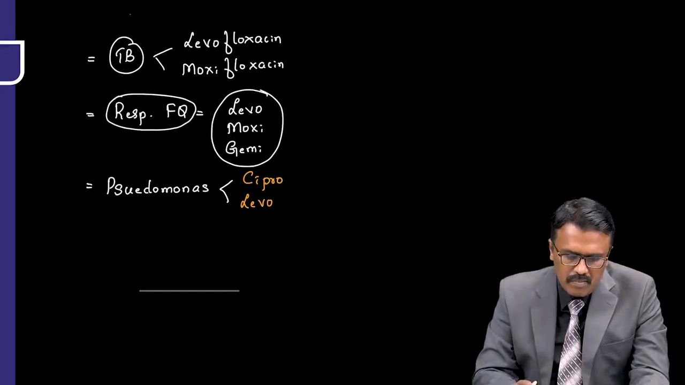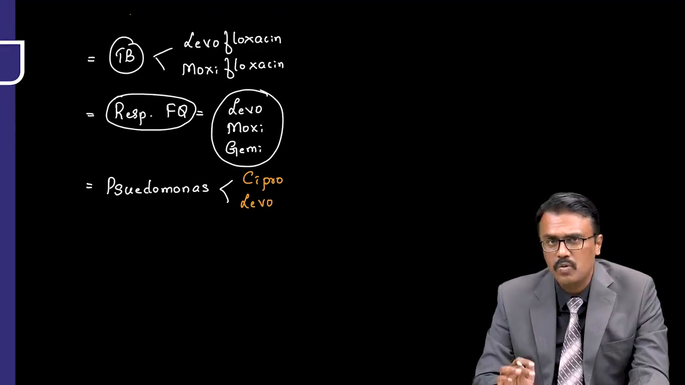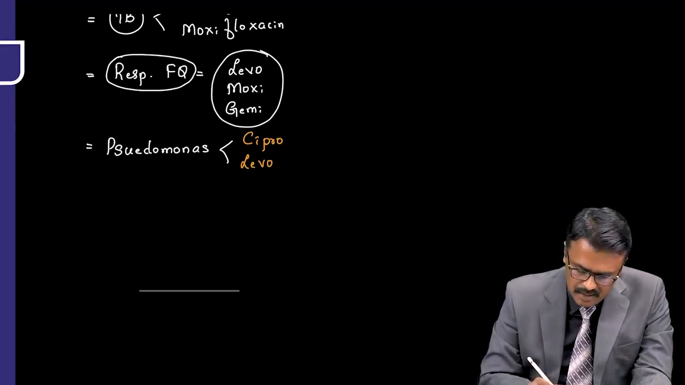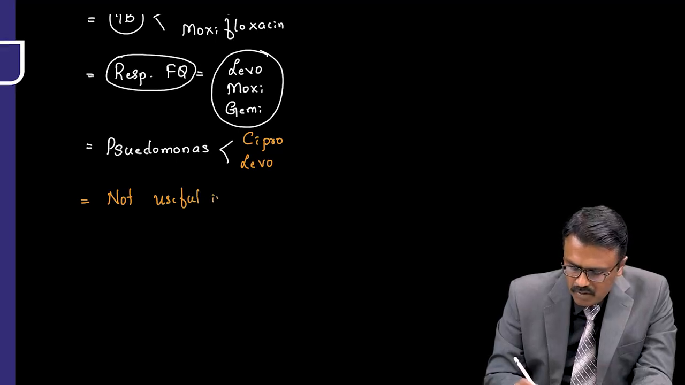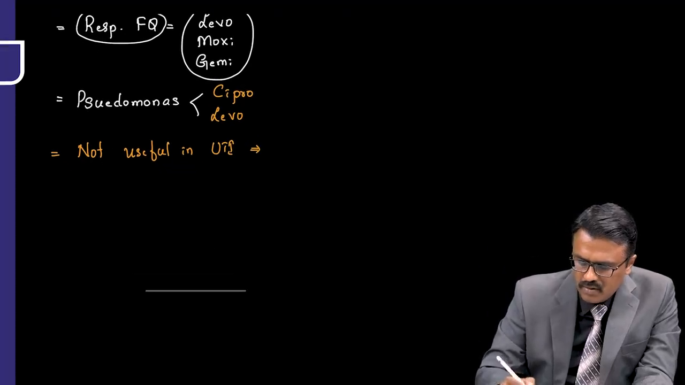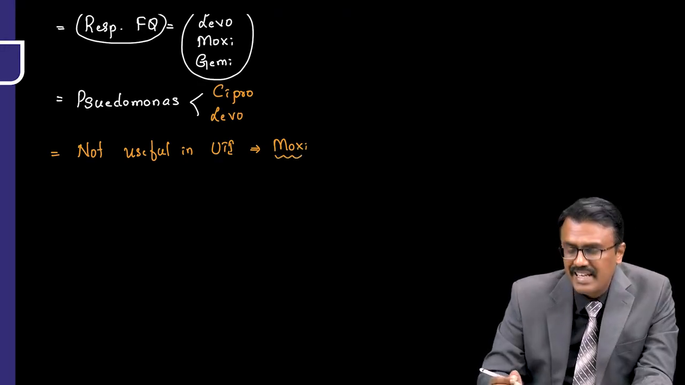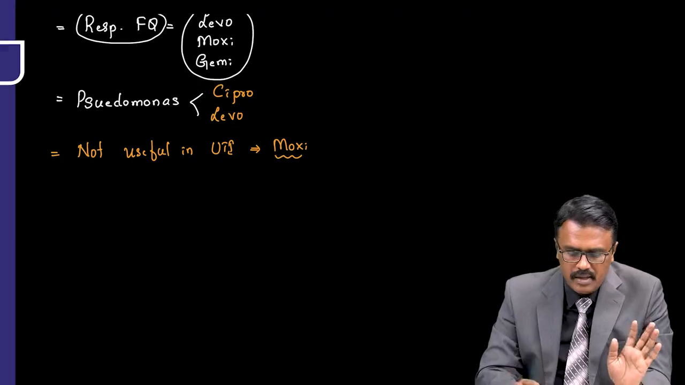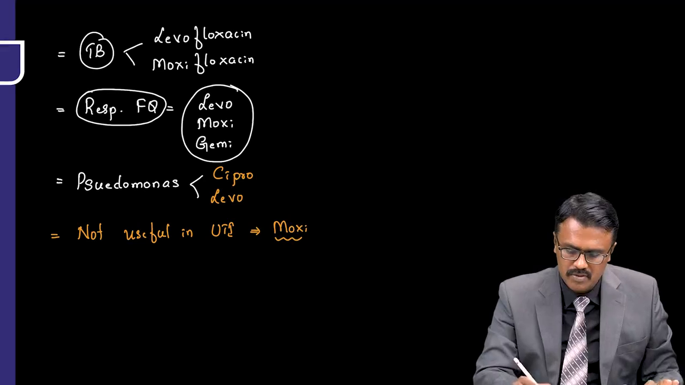So these are all the important things they will ask in the exam: TB, respiratory fluoroquinolones, and who will cover Pseudomonas. And this is very, very important: which fluoroquinolone is not useful in UTI? Again, these are all one-liners, and that is moxifloxacin. Moxifloxacin is not useful in UTI. Every point which you have written is very, very important. Mark them as MCQs.